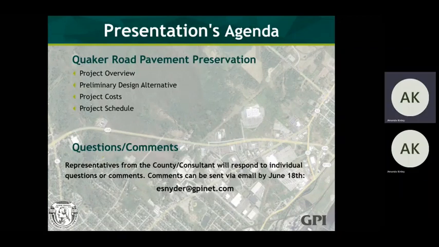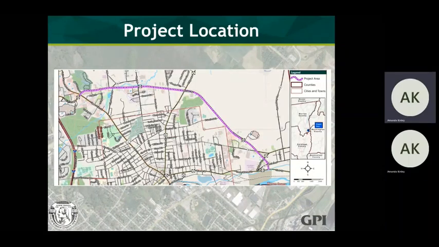The agenda for this presentation includes a project overview, preliminary design alternative, project costs, and project schedule. Representatives from the county and consultant will respond to individual questions or comments about this presentation or the project. Comments can be sent via email by June 18th to esnyder@gpinet.com.